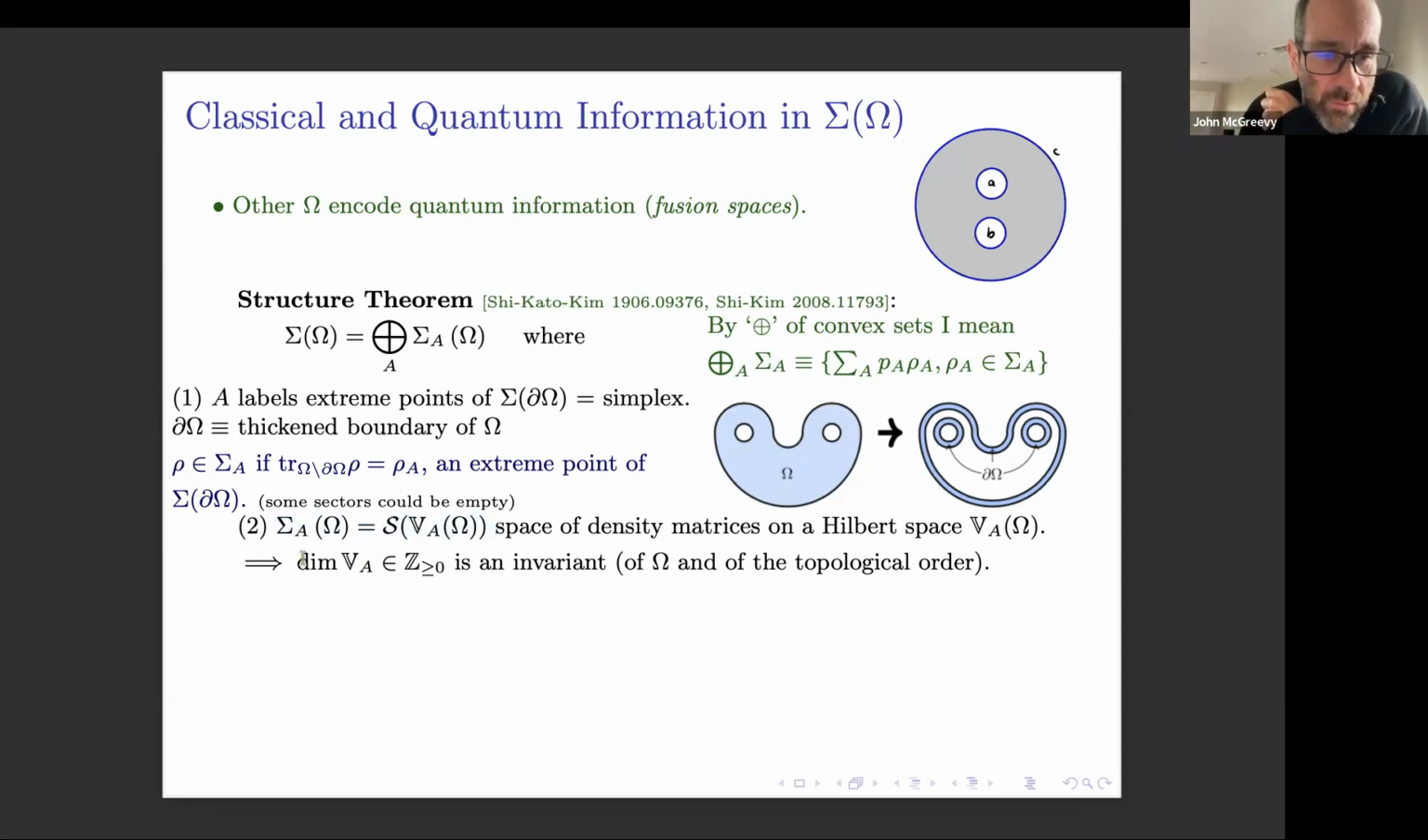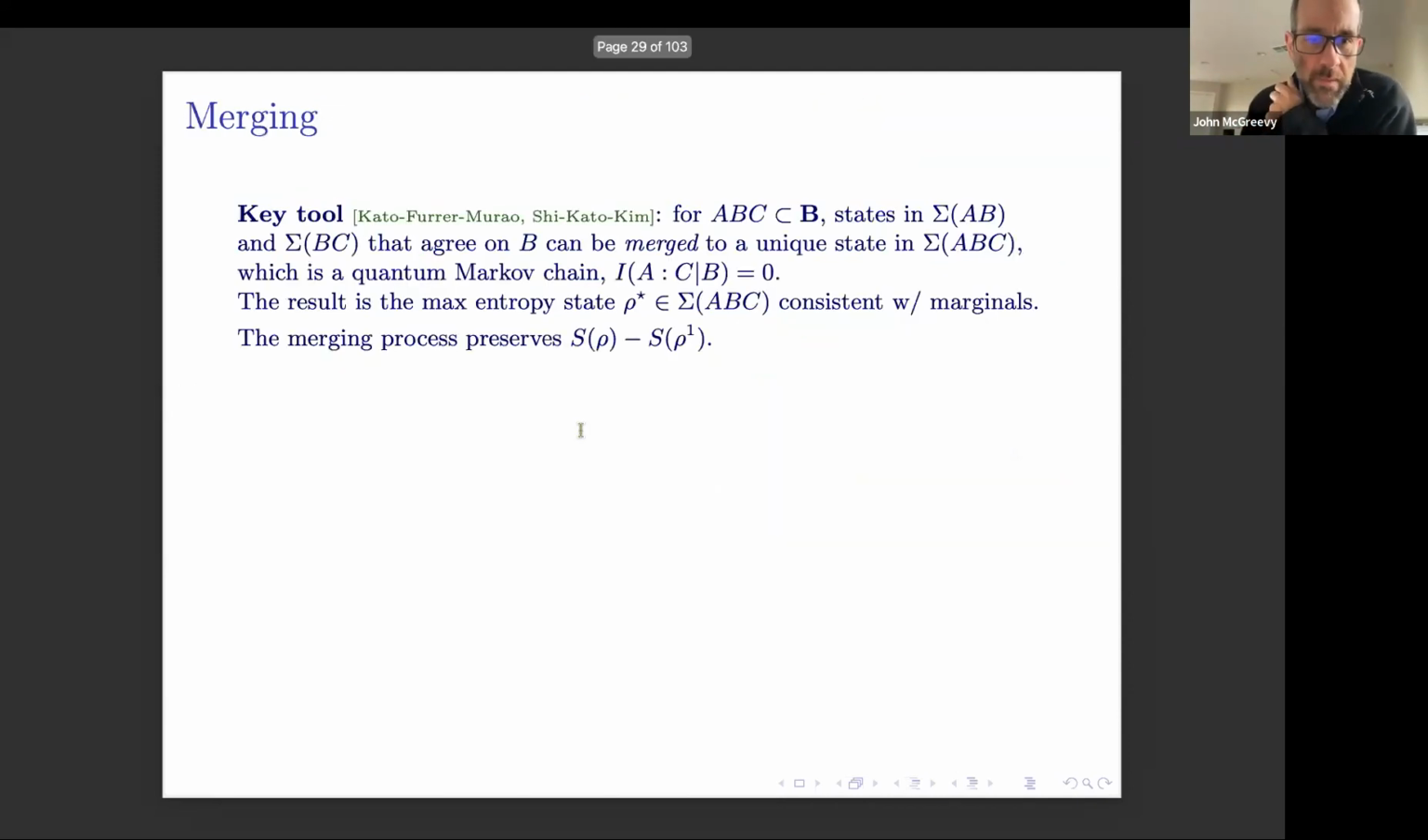Okay, so this is what I mean by a fusion space. For example, the three-hole disk, if I pick A, B, and C to be the anyon types in each of the holes, is associated with a fusion space whose dimension is N_ABC. I associate it with the number of fusion channels from A, B to C. Okay, maybe I'll skip this definition.